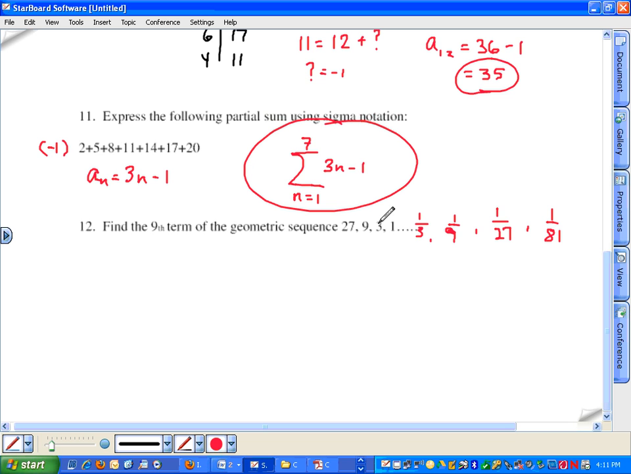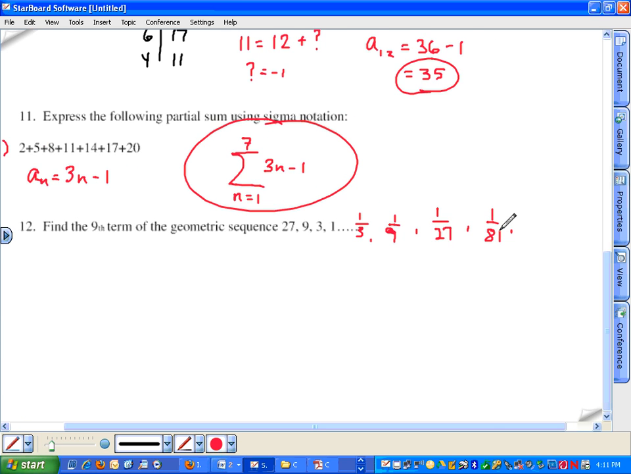1, 2, 3, 4, 5, 6, 7, 8. We only need one more. If we multiply this by another third, we're going to get 1 over 243. So, there's one way you could find the 9th term of the geometric sequence, but it's only because they're asking for a relatively smaller number. If they were asking for the 12th or the 15th or the 19th term of the geometric sequence, these numbers are going to get very big very fast.